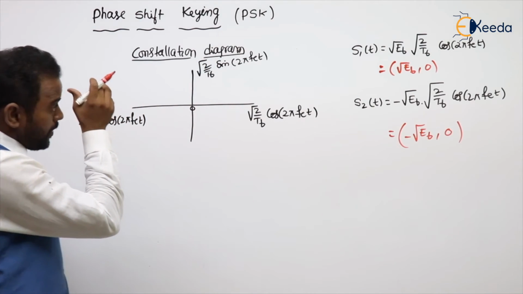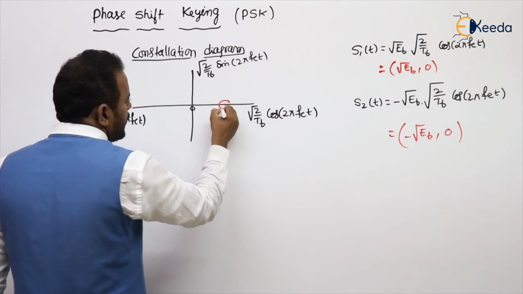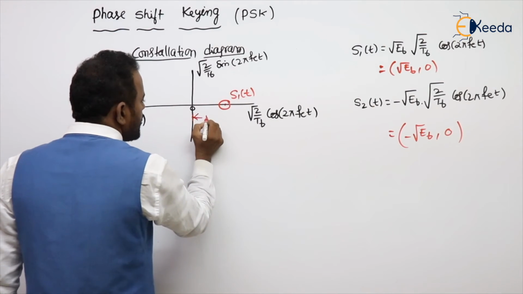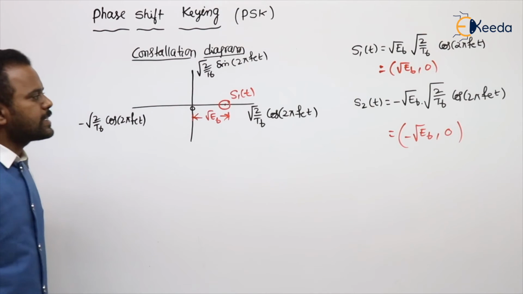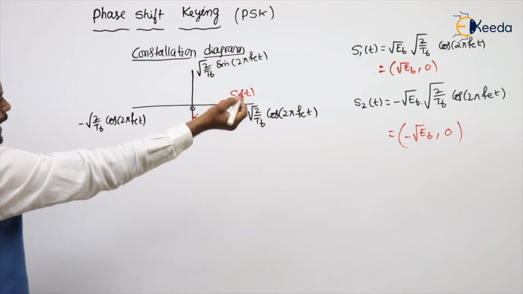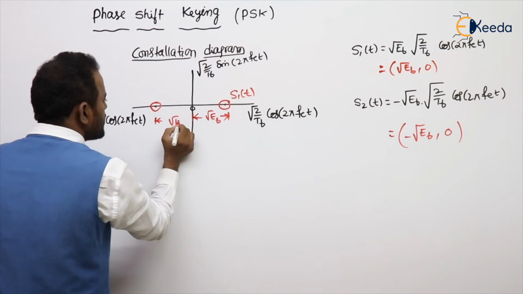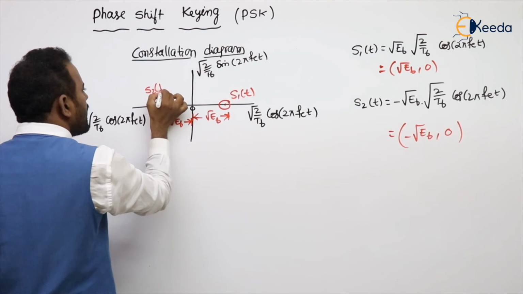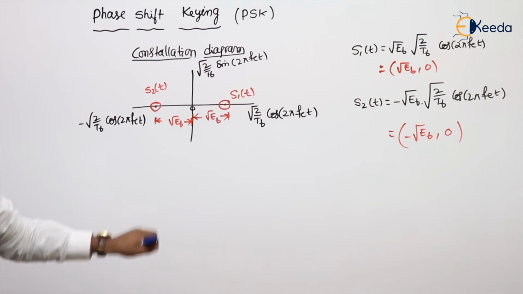Where is the first point? It is on the positive side, here. This is S1 of t. What is the distance? Of course, root Eb. Where is the second point? On the minus side, somewhere around here. Its distance is also root Eb, but it is on the negative side. This is S2 of t. This is the constellation diagram of a PSK.